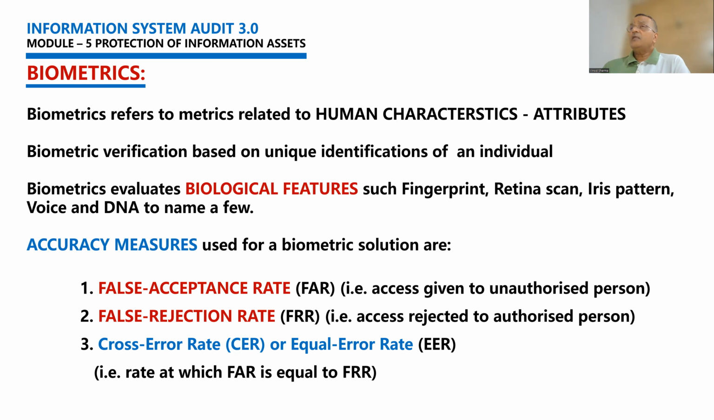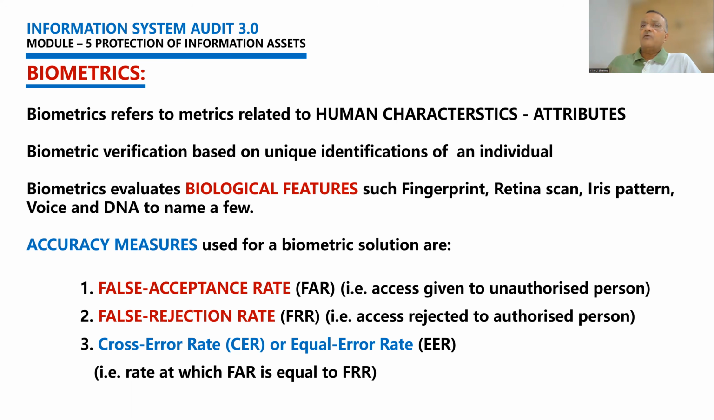On the other hand, at times it may also produce what you call a false rejection rate, which means that the people who have been authorized are not given the permission and are denied. And the third one is the crossover error rate, which is the equal error rate. That is when you find that the false rejection rate and the false acceptance rate are equal.